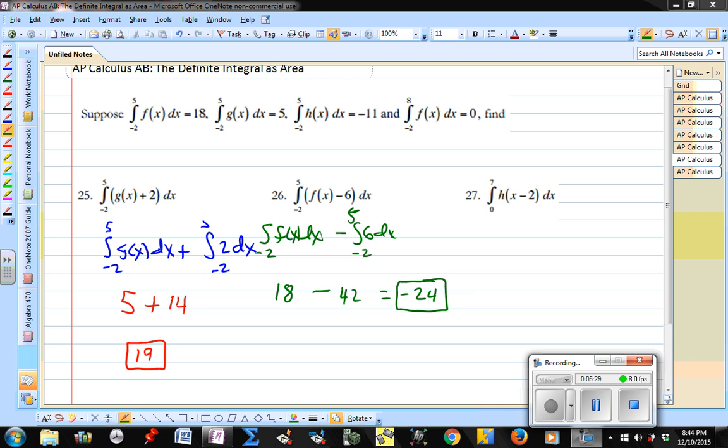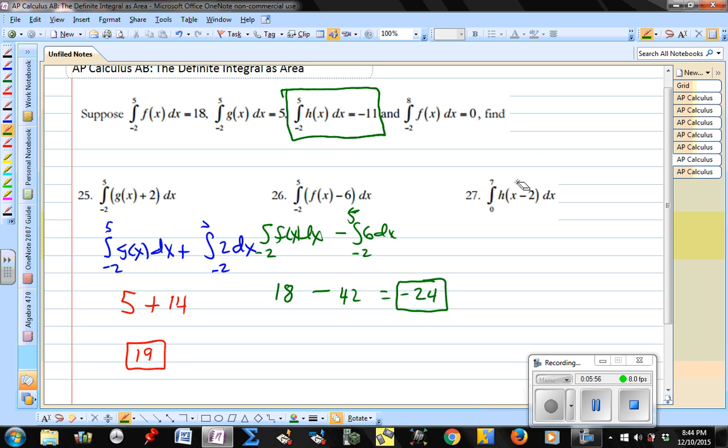Okay, in problem number 27, we have a little bit of a problem because the limits of integration of our function go from 0 to 7. And in the problem statement, we don't have limits of integration from 0 to 7. The integrand is h of x minus 2, and in the problem statement, the integrand is h of x. So a little discrepancy. So let's think about what's going on here.